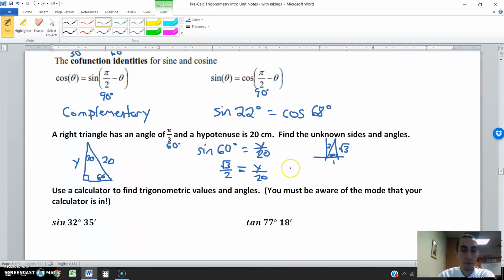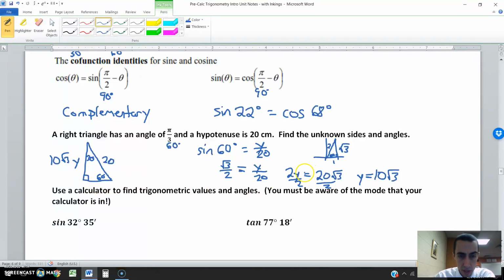Root 3 over 2 equals y over 20. At this point, we can use cross products and then solve for y. So 2 times y, and then 20 times root 3. Last, divide both sides by 2, and we would have y equals 10 root 3. So this side is 10 root 3.